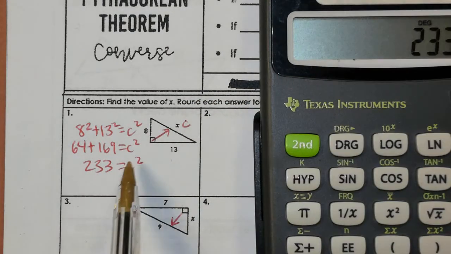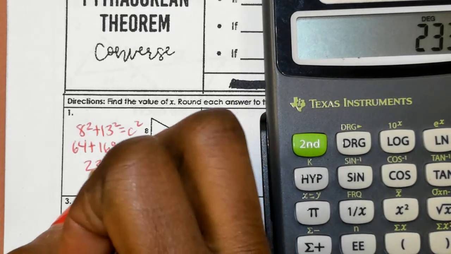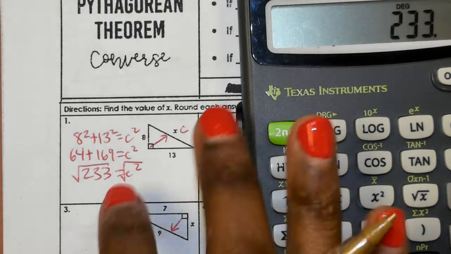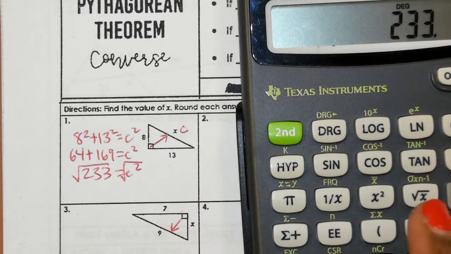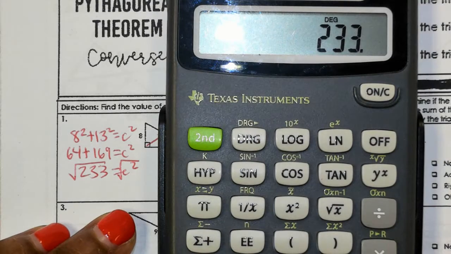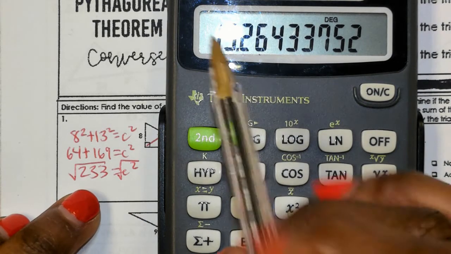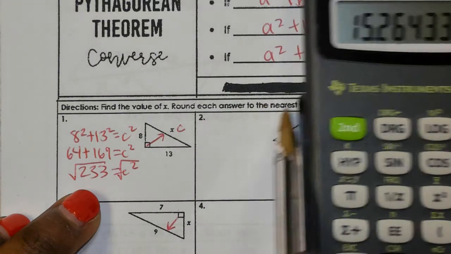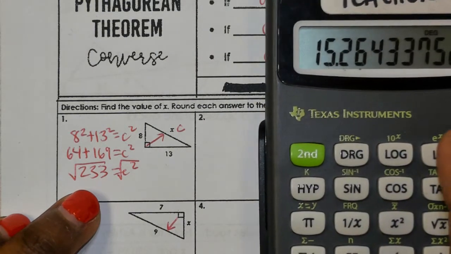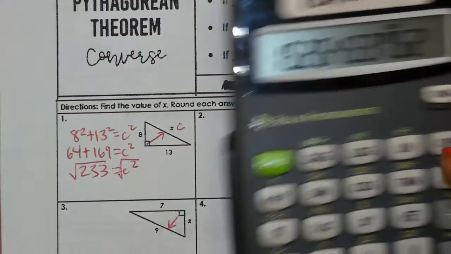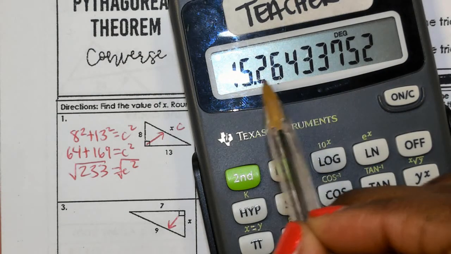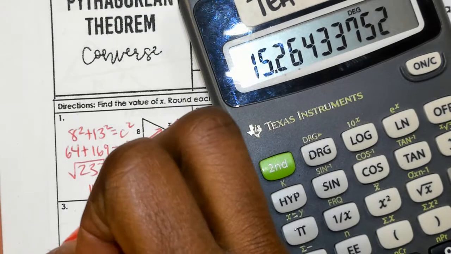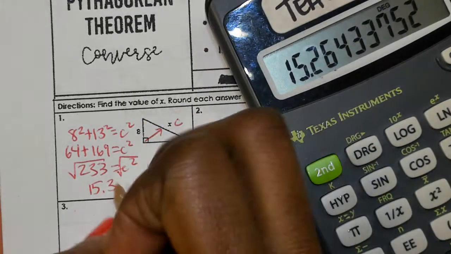The last step to get rid of a square is to take the square root. The square root of something that's squared is the number again. So if I took the square root of 233, it's going to be 15 point, rounding to the nearest tenth, it's 15.3, because I would look at the 6, since this is 5 or greater, I round this up to a 3. So 15.3 would be the length of the hypotenuse for this triangle.